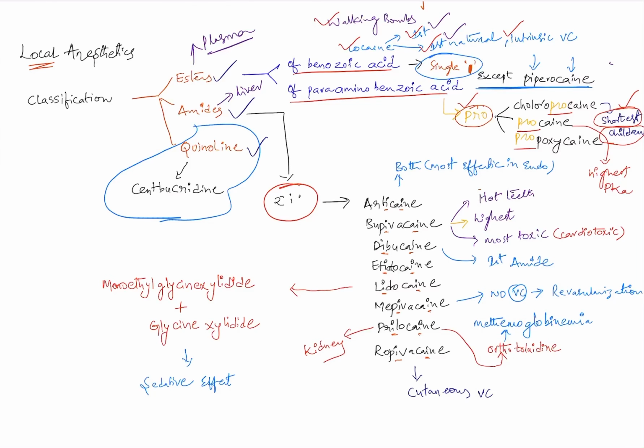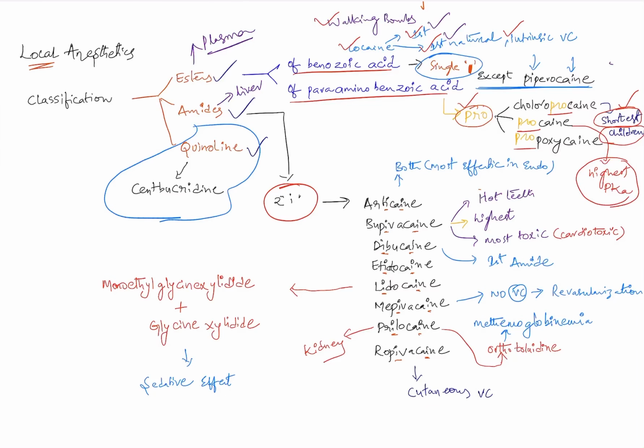Whereas Procaine has the maximum pKa value. They can ask you about the pKa values, which I am going to discuss in part 2. But right now, please make a note that Procaine is the anesthetic which has the highest pKa value. So coming to a few more important points about these amides.